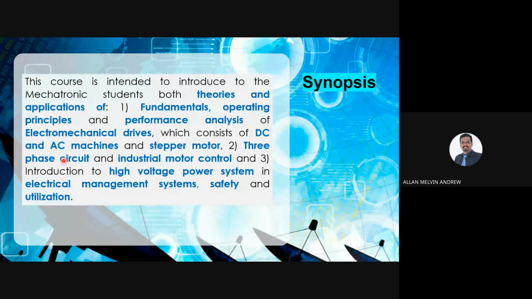We have a single-phase circuit, and we also have a three-phase circuit. So we'll see what three-phase circuit is about. And industrial motor control, how we can control the industrial motor. And the third part, we will introduce high voltage power system.